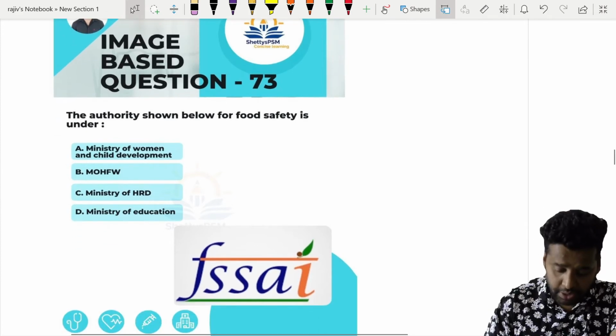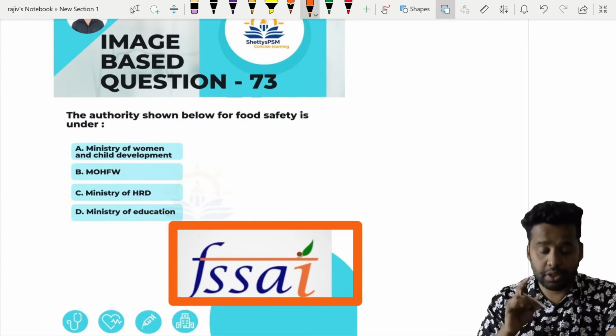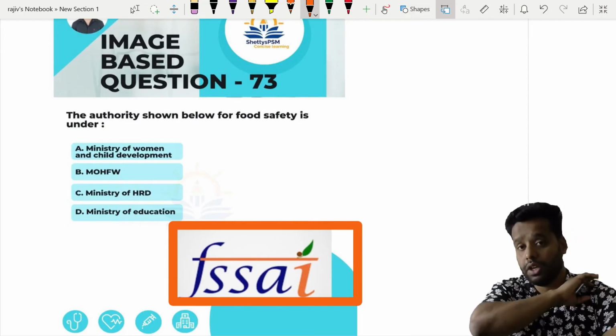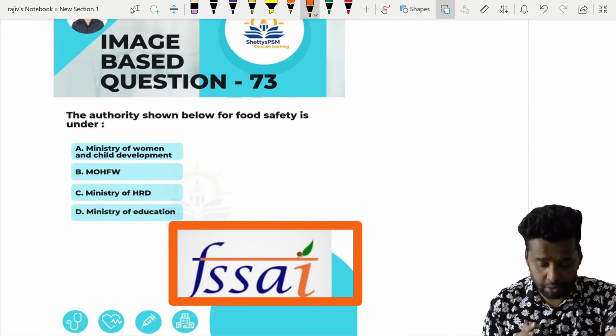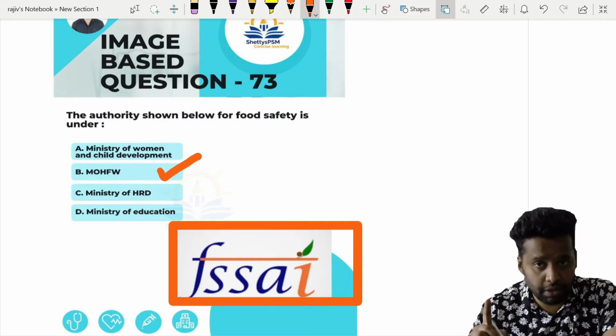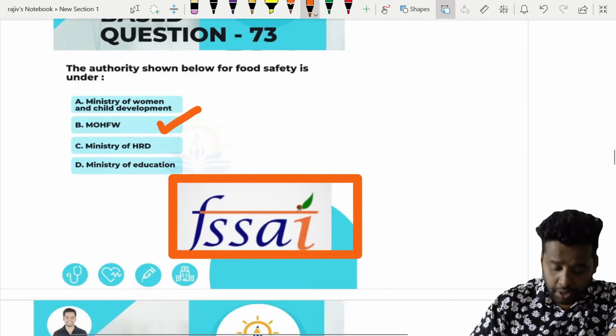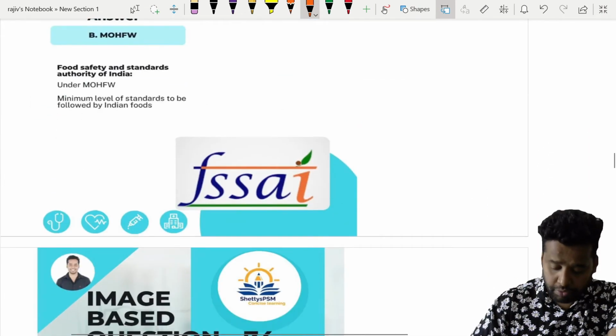What is this? Logo, Food Safety and Standards Authority of India. The minimum level of standards that all Indian foods should follow is under which ministry? Food safety, if they ask this question, answer is Ministry of Health and Family Welfare should take care of this.